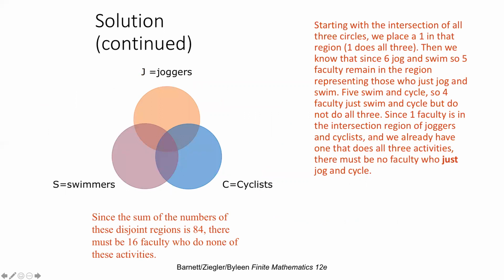And so the next thing that we know is that since 6 jog and swim, that means this part right here is 5, and this is 1. And then the remaining in the region represent those who swim and cycle. So swim and cycle would be here as well. And 4 just swim and cycle. So that would be 4 here, and 1 plus 4 gives us 5. And we already have 1 that does all 3 activities, and there must be no faculty who just jog and cycle.